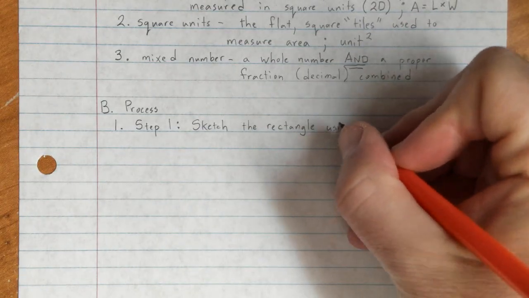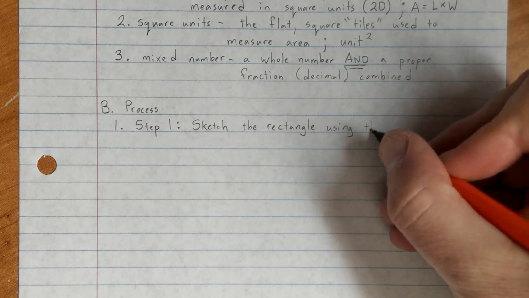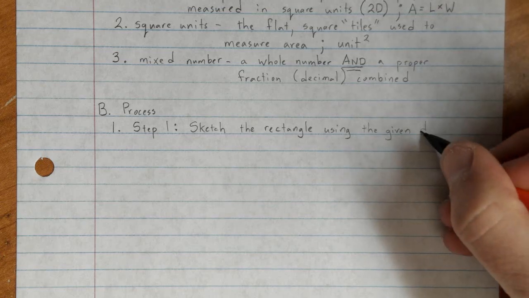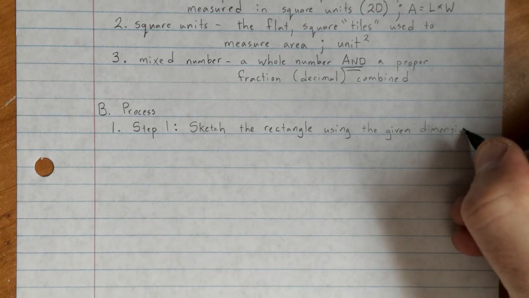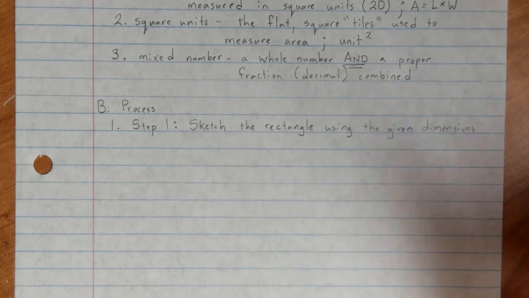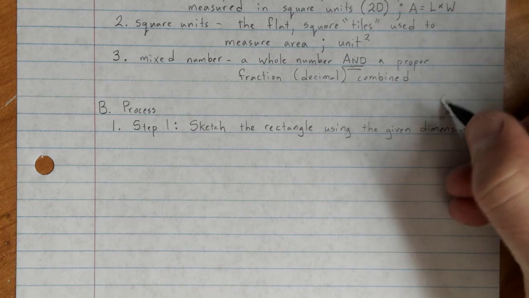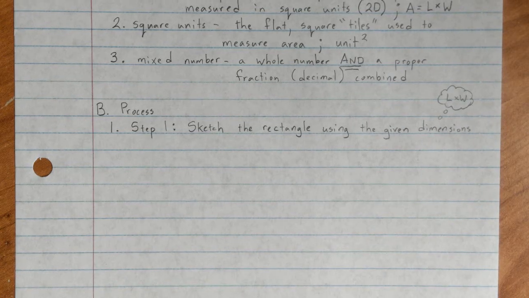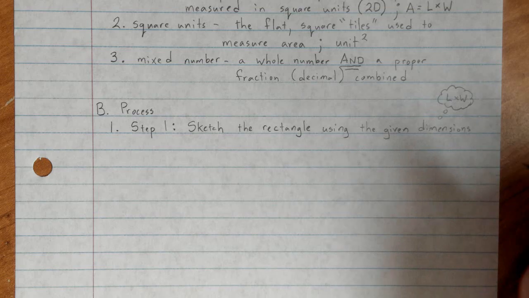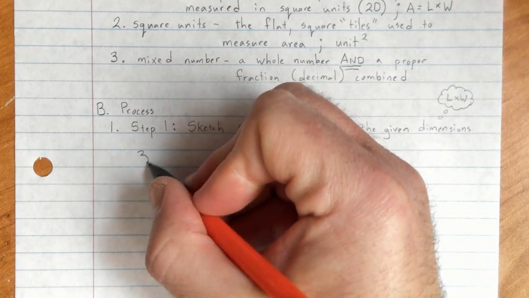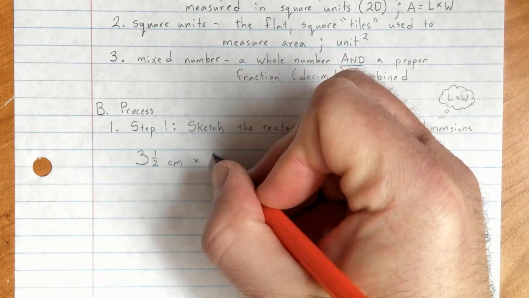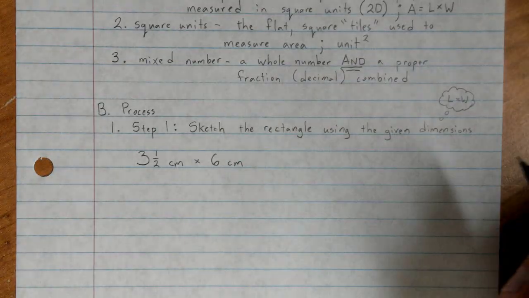Sketch the rectangle using the given dimensions. Now, they'll tell you how long it is, how wide it is, or I'll tell you when we're talking about it during class time. Whatever the dimensions are, okay? Dimensions, make sure you're thinking length times width, right? Those are your dimensions. Sketch the rectangle using those dimensions. Now, I'm going to give you 3.5 centimeters by 6 centimeters.